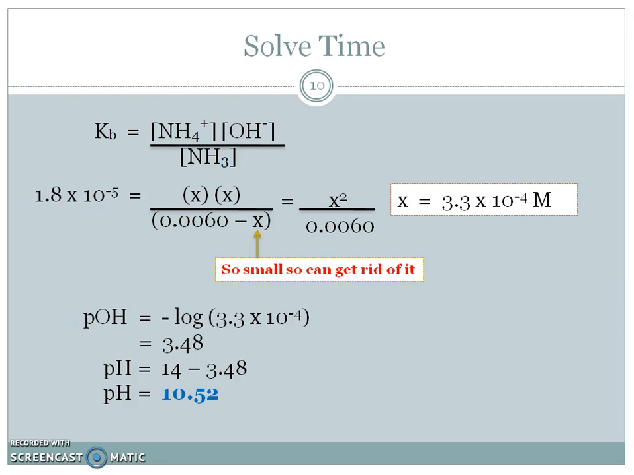So really the only difference right now from a weak acid to a weak base is solving for the OH minus concentration, the pOH, and then subtracting it from 14 to find the actual pH value that they're looking for. And again, this should make sense. 10.52 represents a base solution.